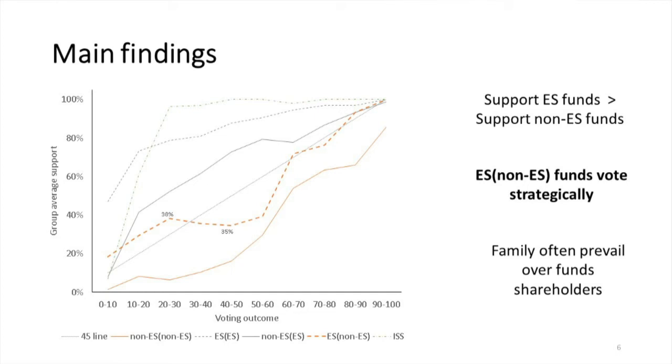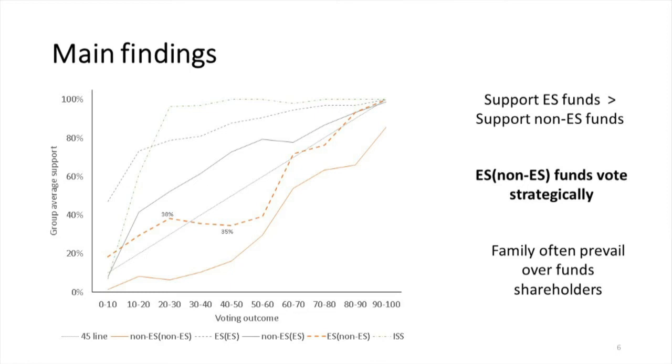Now, let's see the four groups and how they vote in these different proposals. The first line that I'm showing here are non-ES funds of non-ES families. And as you would expect, they are always less supportive than the average investor. On the opposite side, we have ES funds of ES families, and they are always more supportive than the average investor. These are non-ES funds in ES families, which are generally supportive.